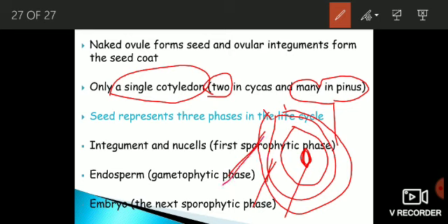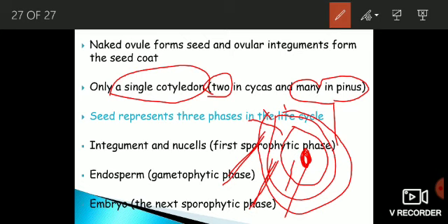The outer integument and the nucellus represent the parent sporophytic generation, because these cells are diploid, and they represent the parent or the first sporophytic generation. The endosperm or the female gametophyte represents the gametophytic phase, and the embryo which is present inside this endosperm represents the next sporophytic phase.